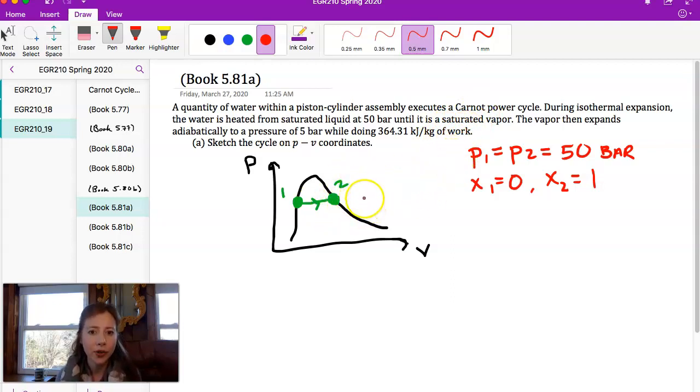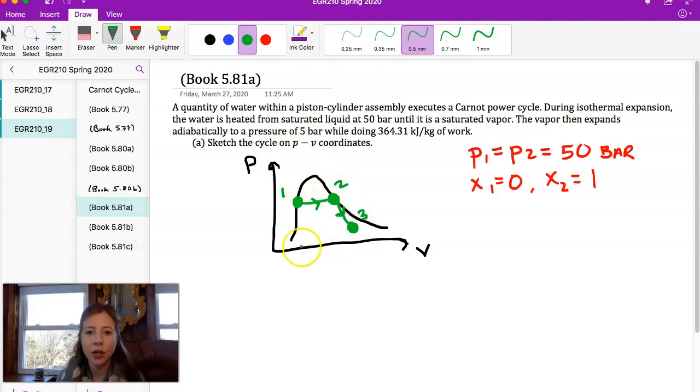And we know that when we're under the vapor dome, for this process right here, we're isothermal. And pressure and temperature are coupled under the vapor dome. And so if we have constant temperature, we are also going to have constant pressure. So then the vapor expands adiabatically to a pressure of 5 bar while doing 364.31 kilojoules per kilogram of work. Okay, so we're expanding here. So we're reducing pressure, but we're increasing volume. So that's going to be state 3. Remember, this is going to be adiabatic.